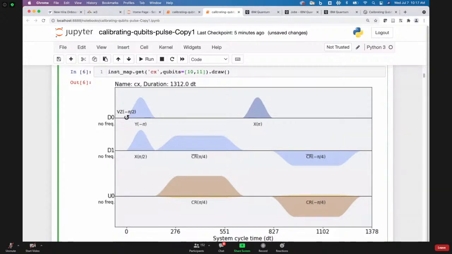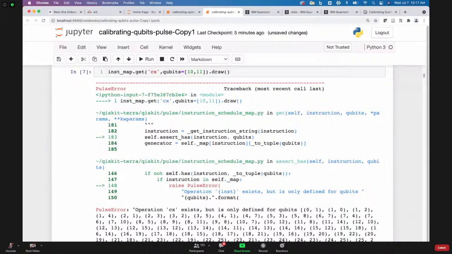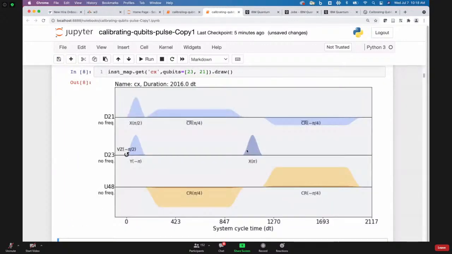As you get to higher numbers, let me pick 23 and 22. Now here is the difference for a different pair of qubits on this backend that I'm looking at. I'm looking at pairs, the cross-resonant gate between qubits 21 and 23. We can see, just because of the way numbering works when you start dealing with pairs of things, that the control channel is on U48, which makes it a little difficult to know which qubit in this case is the control.